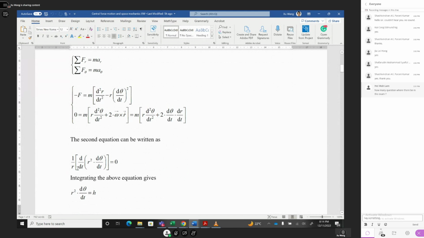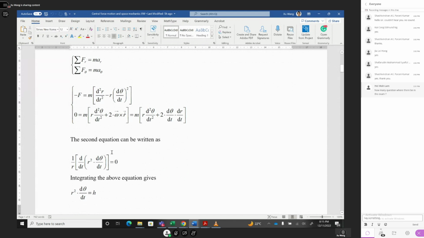If you don't believe this is equal to 0, go check. This is 2r dr/dt dθ/dt, and plus r squared d²θ/dt² again. The second derivative of θ, okay, and this r cancels another r. So that's why this one is equivalent to this one, equal to 0. This one is equivalent to this one, equal to 0.